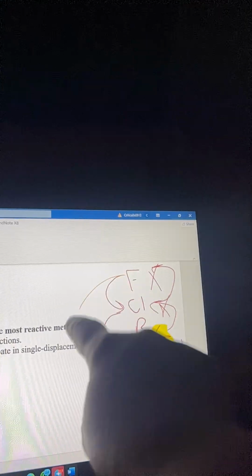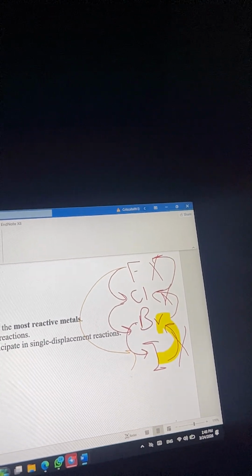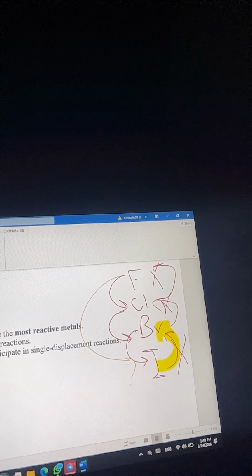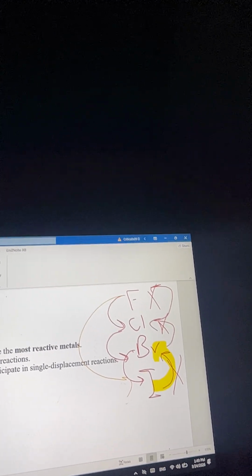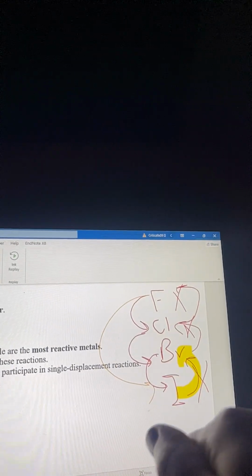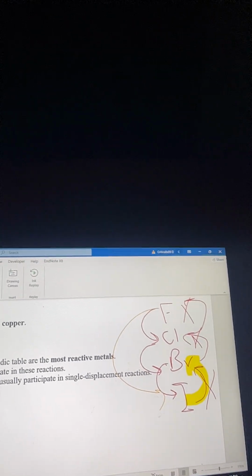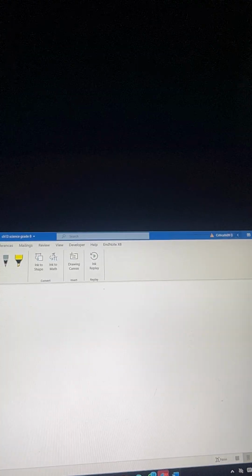So, teacher, you mean that fluorine can replace all? Yes, because it has the largest reactivity in group 17. Do you understand? So the idea is that the higher reactive element can replace, but the less reactive element cannot replace the higher one. Do you understand? Okay. That was the single replacement reaction.